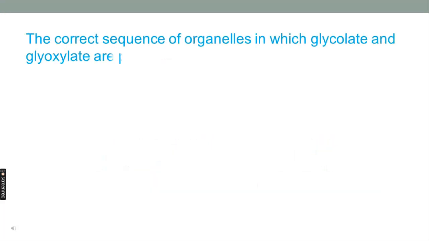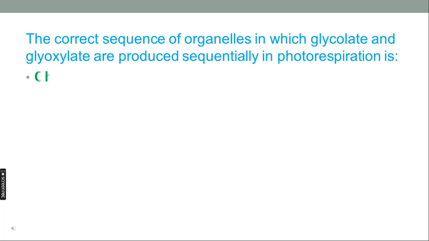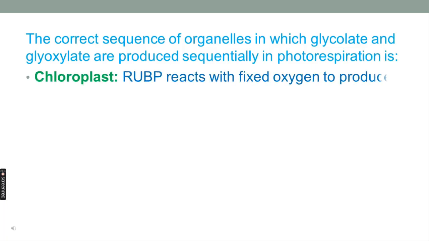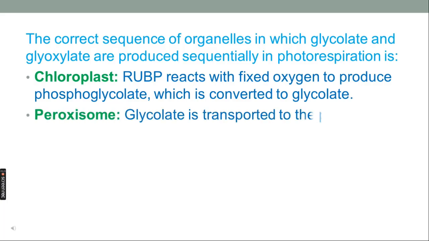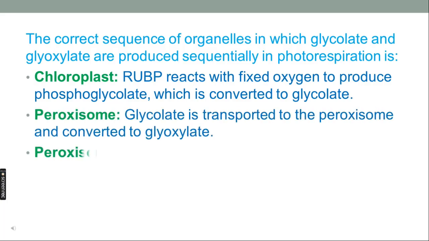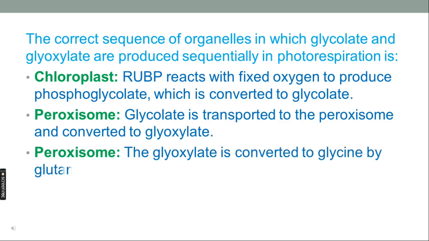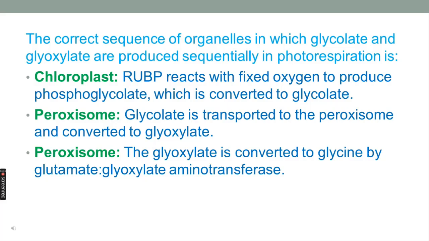The correct sequence of organelles in which glycolate and glyoxylate are produced sequentially in photorespiration is: chloroplast, RuBP reacts with fixed oxygen to produce phosphoglycolate, which is converted to glycolate. Peroxisome, glycolate is transported to the peroxisome and converted to glyoxylate. Peroxisome, the glyoxylate is converted to glycine by glutamate glyoxylate aminotransferase.